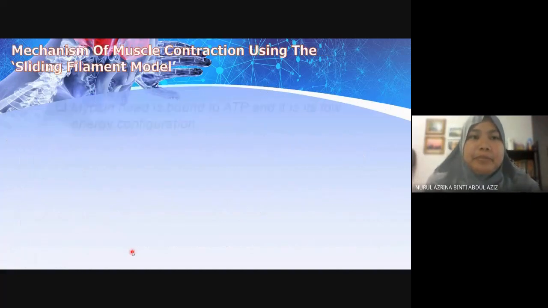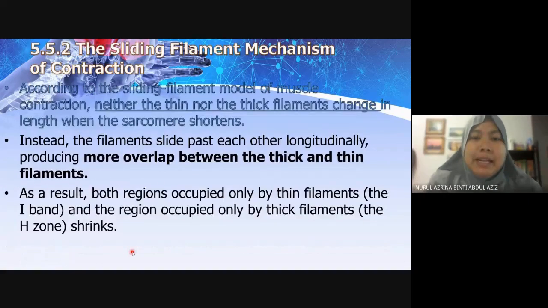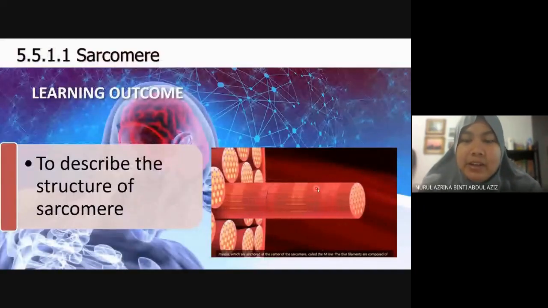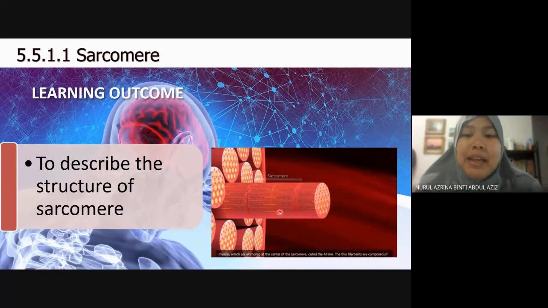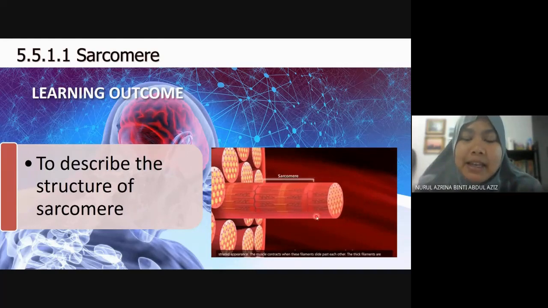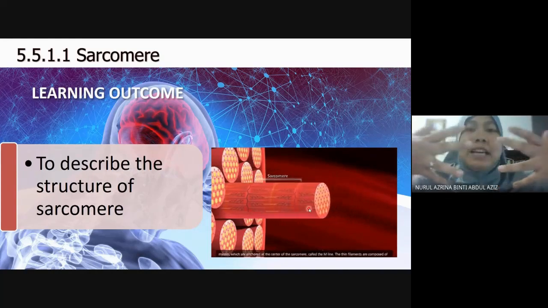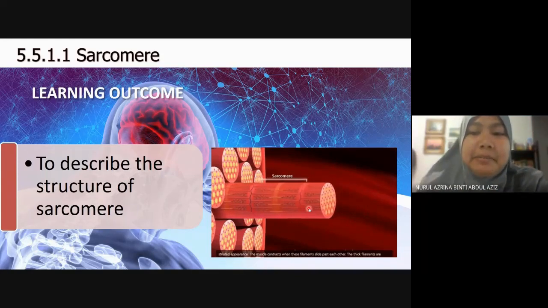Okay, let's see first. Kita tengok balik gambar yang ni. Look at here. This is your sarcomere. You can see the sarcomere shorten. Sarcomere tu nampak memendek. But what happened? In terms of length, the thick and the thin filament, there is no change. But you can see what happened to the I band and the H zone as the sarcomere shortens. Nampak? They shrink. So the thin filament and the thick filament are sliding past each other and become more overlapped. Nampak? Faham tak? Faham, madam. Okay.